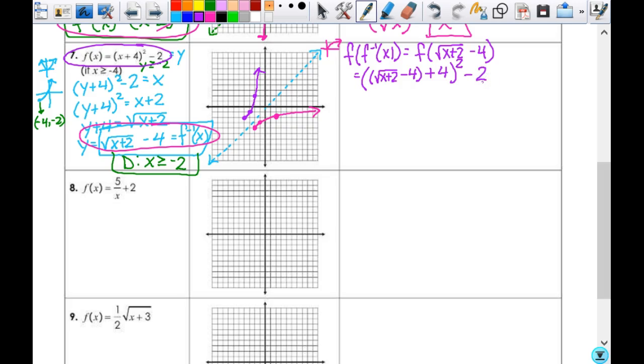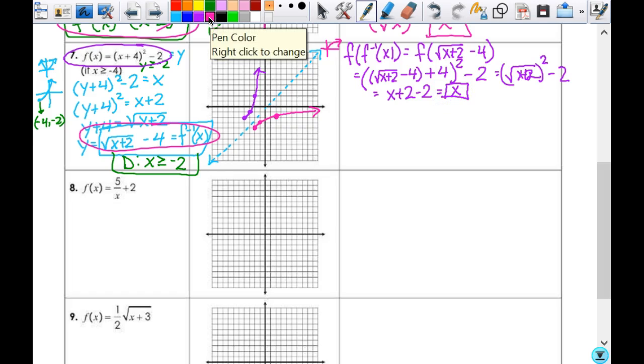So all that stuff in there, make sure you understand where everything came from. Everybody good with where everything came from? So this set of parentheses, not really doing much, it was just grouping that. So square root of x plus 2 minus 4 plus 4 is just going to be the square root of x plus 2, squared, minus 2. So what's the square root of x plus 2 squared? x plus 2. So x plus 2 minus 2 gives you x. Is that what we expected? Yes, that's a good thing, right?